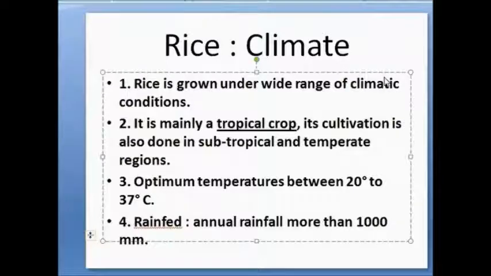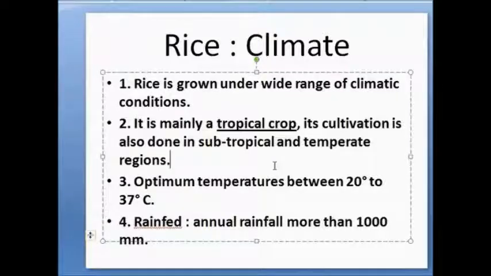Temperate region is that region where the temperature is quite less, it is cold, and subtropical means it is intermediate. Important point is that the optimum temperature requirement for good growth of paddy is between 20 to 37 degree centigrade. Means when temperature goes below 20 and above 37, the growth is affected.